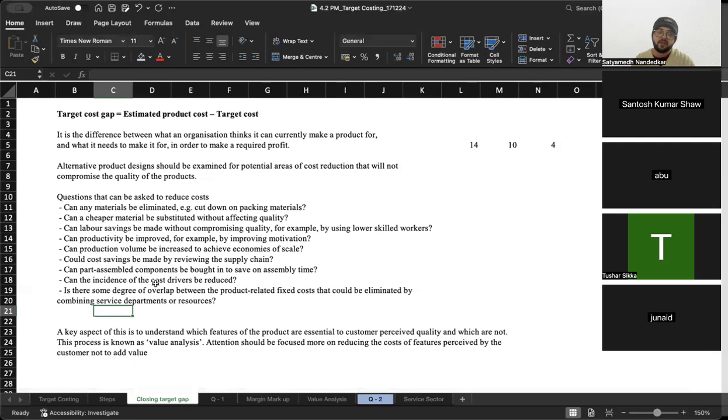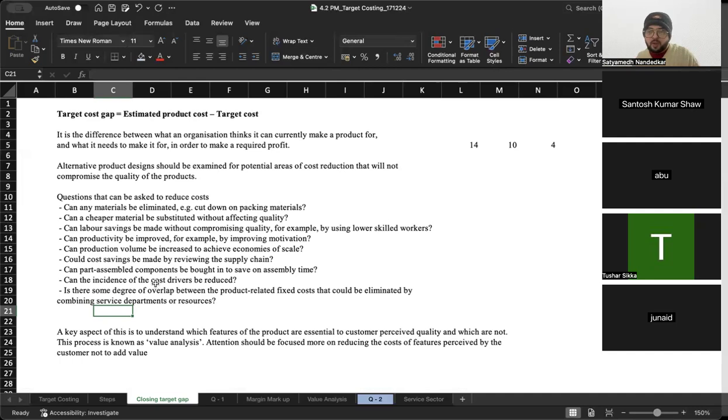Now, alternative product designs should be examined for potential areas of cost reduction that will not compromise the quality. Maybe the packaging cost is high in some cases, so you might want to change the size of the box. Maybe you want to send it in a smaller box, so that cost goes down. Or maybe there are certain materials that you are using which cost high, but you might want to replace them with a lower cost material which is not of a poor quality.